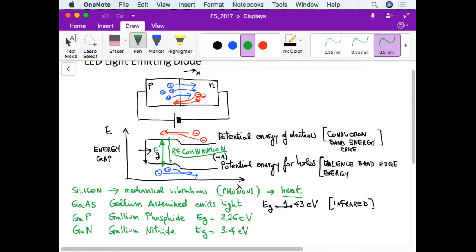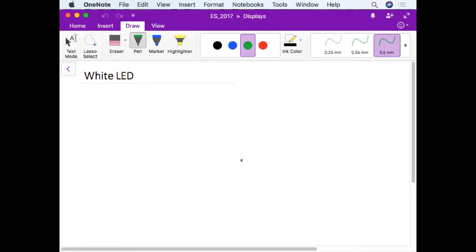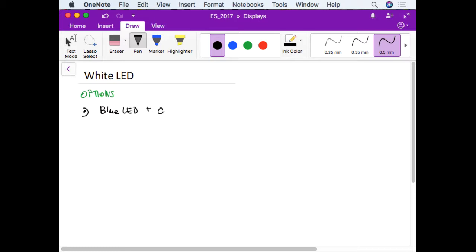Okay, this is a way to obtain photons that emit at a very specific frequency, which means light at a very specific color. Of course, in most cases we need white LEDs, for example for lighting at home, in a car, and also for displays. And there are several options to obtain white LEDs. One is combining three different colors, so having an array of a blue LED plus a green LED plus a red LED.